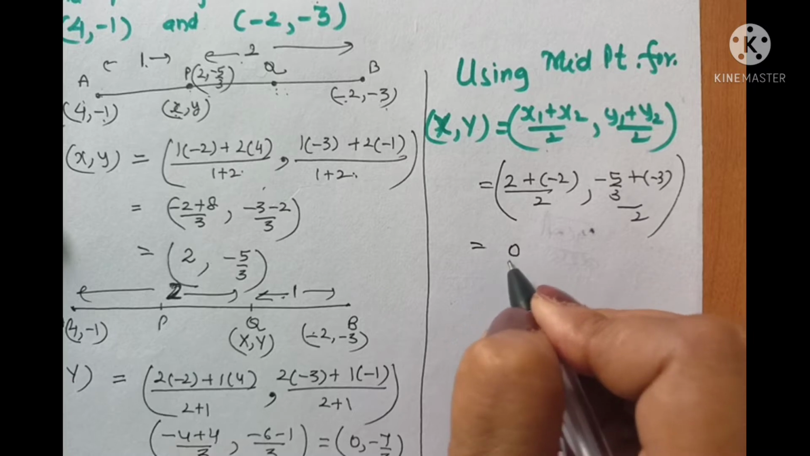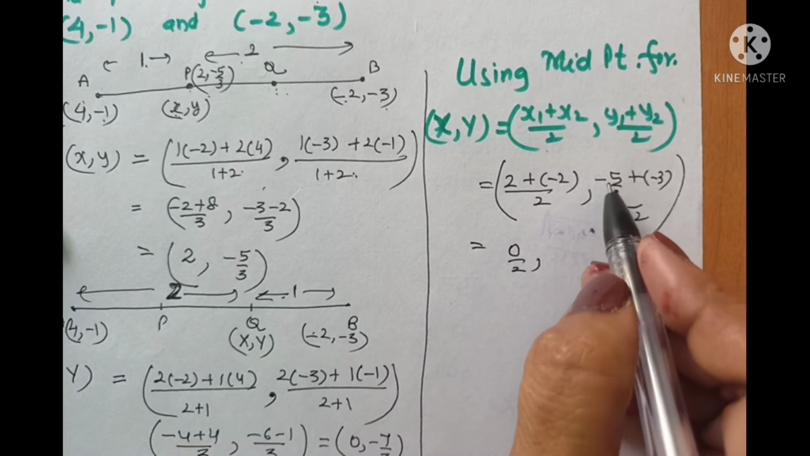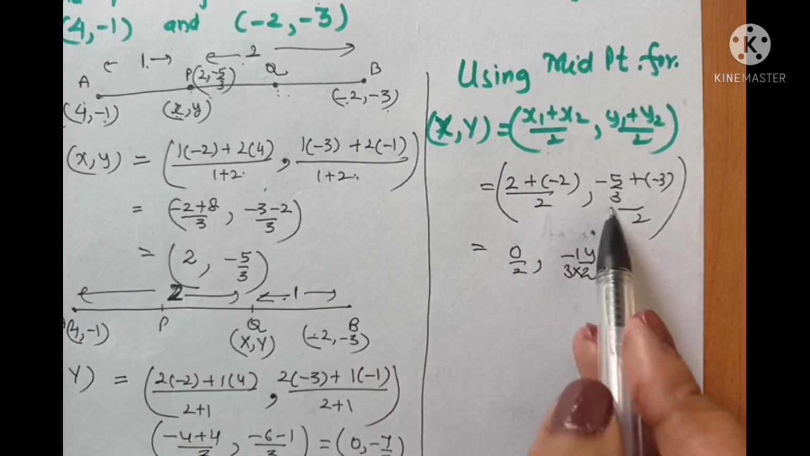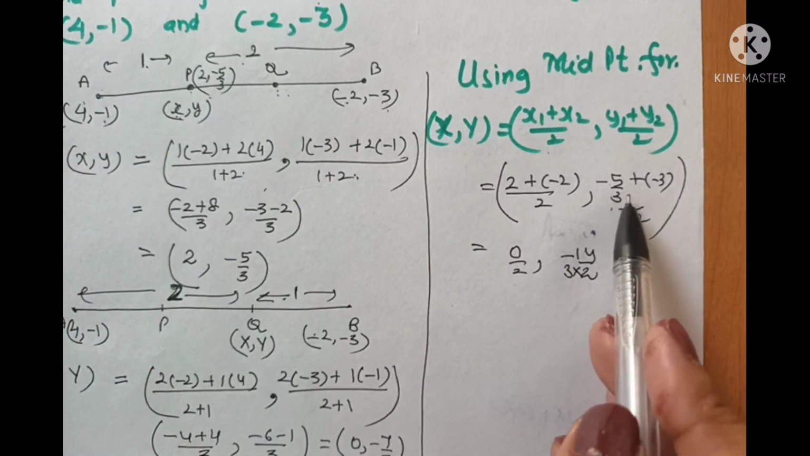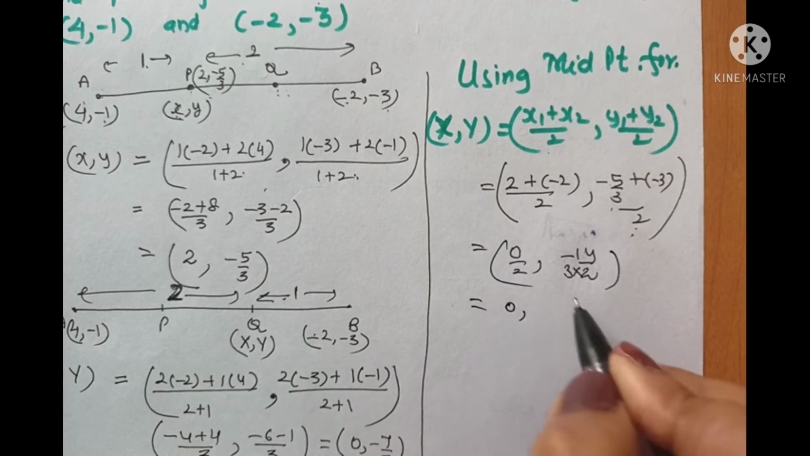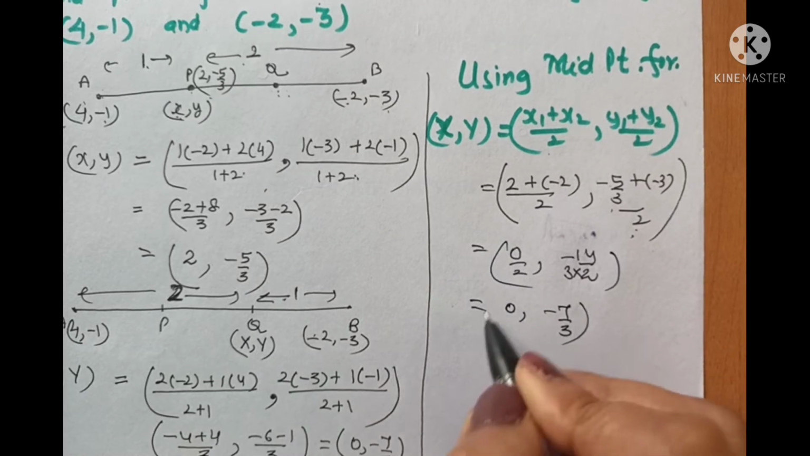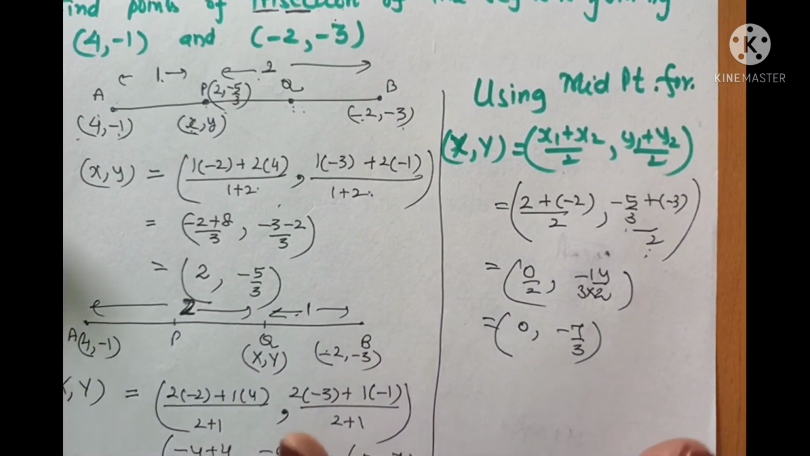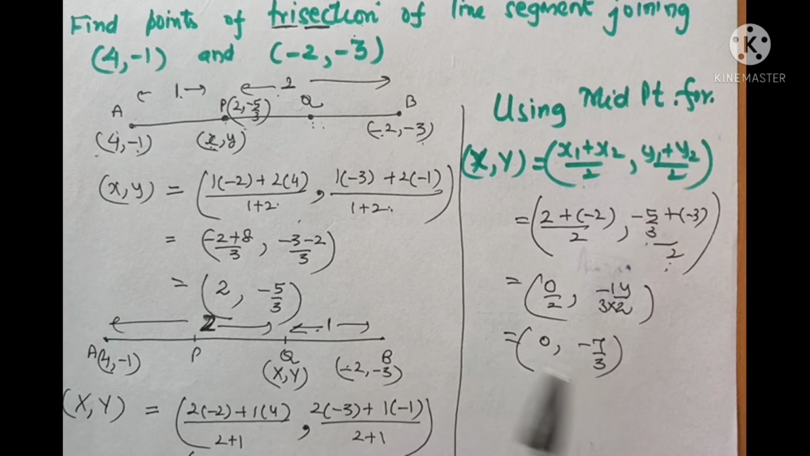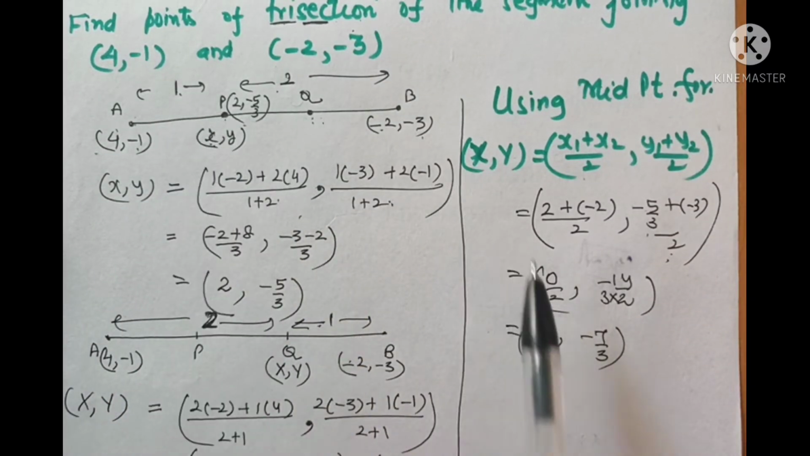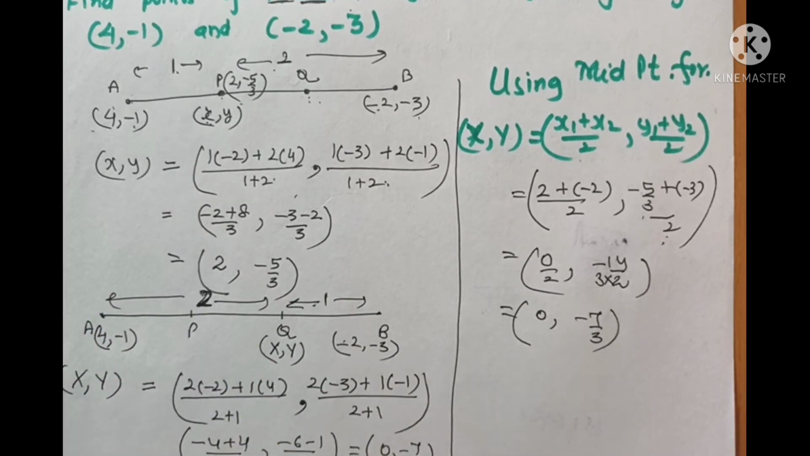Clearly this gives me 0 by 2, that is 0, and this gives me minus 5 minus 9, that is minus 14 by 3 into 2, because this 3 is in the LCM also and it is also divided by 2. So this clearly gives me 0, comma minus 7 by 3, and I get the same answer. But I will not suggest you to use the midpoint formula, because in case you commit a mistake in finding P, that mistake is also carried forward in finding Q, right?